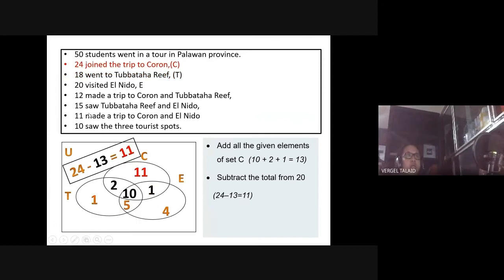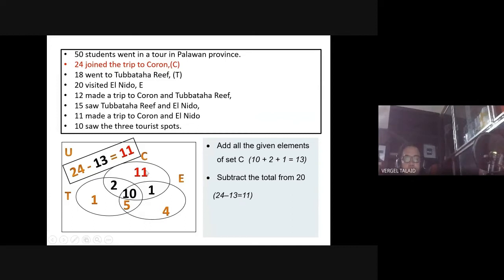Then the next one is 24 joined the trip to Coron. So if this is 24, this is Coron, this 4 parts here. Since we have 2, 10, and 1, this is 13. We are going to subtract 13 from 24 since Coron is 24. So this is 11. If we are going to get the sum, 11 plus 1 plus 10 plus 2, that is 24.